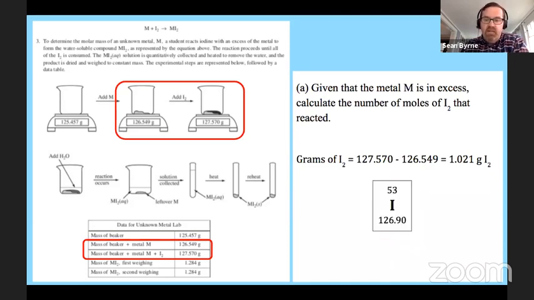Then I would have to look on the periodic table, and I would see that the molar mass for iodine is 126.90. And I'd have to be really careful here to make sure that I use I2, okay, the diatomic molecule iodine. Its molar mass means it would have 2 times 126.90. So that's where this 253.80 grams comes in. And so our solution is that 1.021 grams times 1 over 253.80 gives us 0.00423 moles of I2.